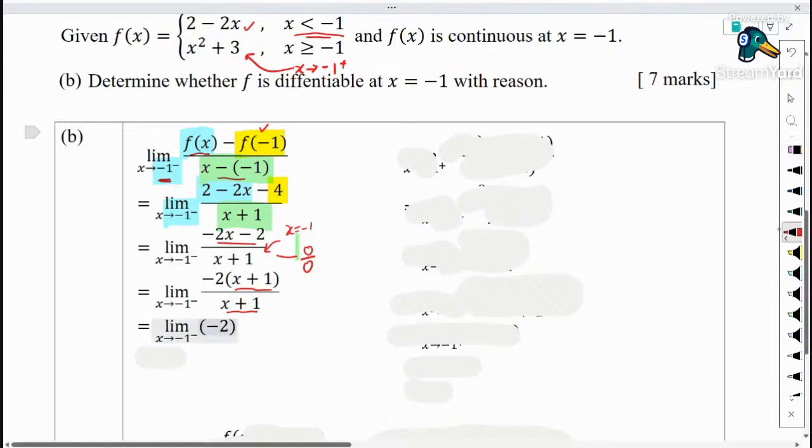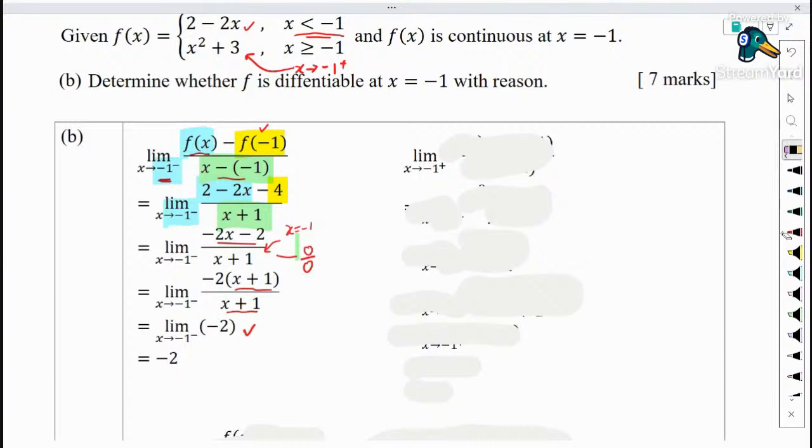You need not show the crossing of the cancellation, you just need to show the result after the cancellation. And then by the properties of limits, the limit of a constant is equal to the constant itself. So we have the answer -2. So the left-hand limit is -2. Now we try to find the right-hand limit.